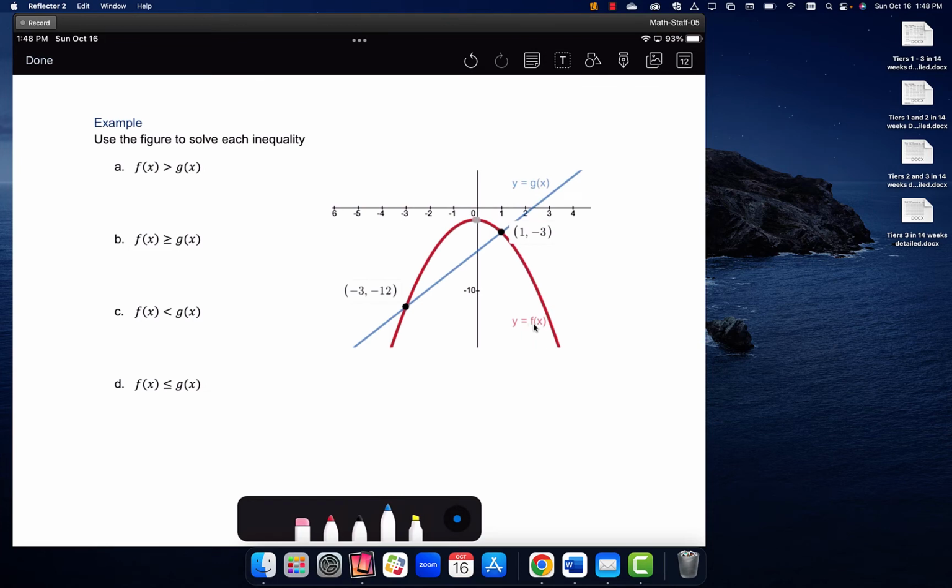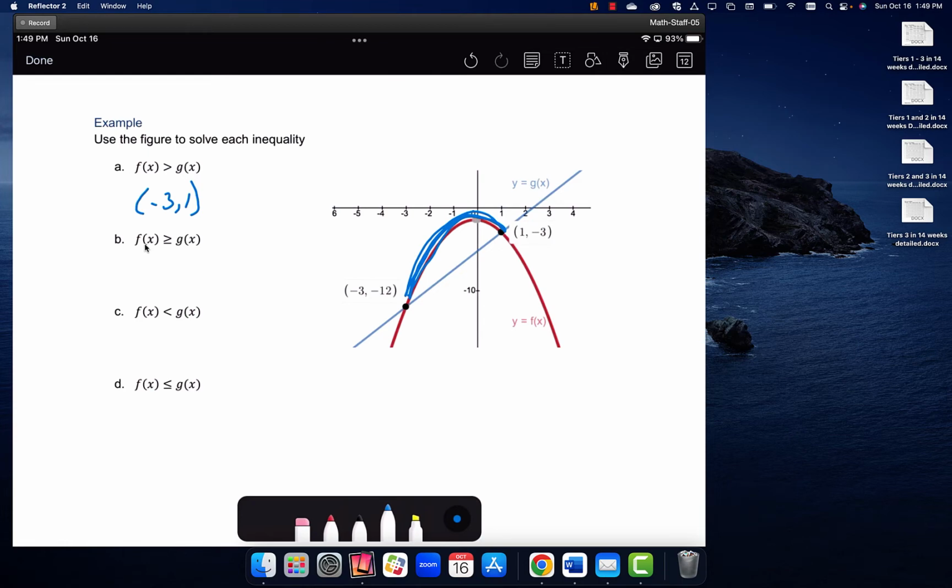Again, recognize that f is the quadratic in this example and g is the line. So where is f greater than g? Where is the quadratic above the line? The quadratic is above the line here. That's occurring between negative 3 and 1. Notice we go from negative 3 to positive 1. The graph of the quadratic is above the line. F is greater than g.